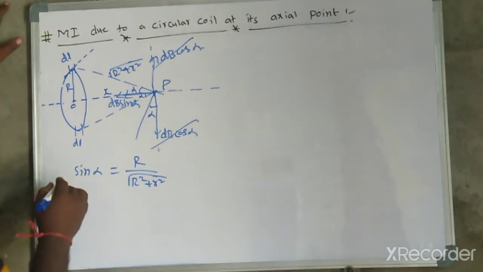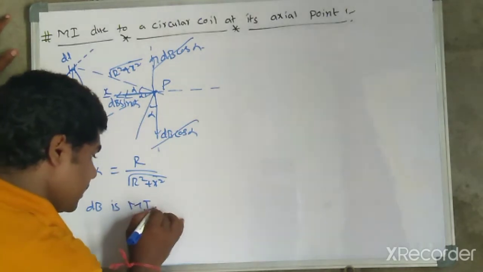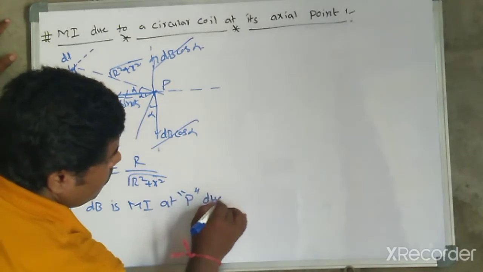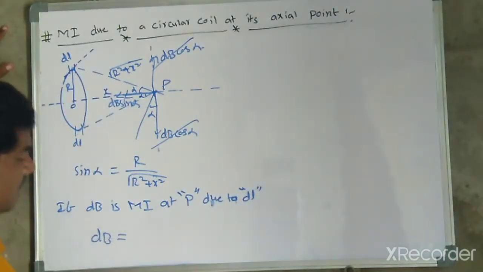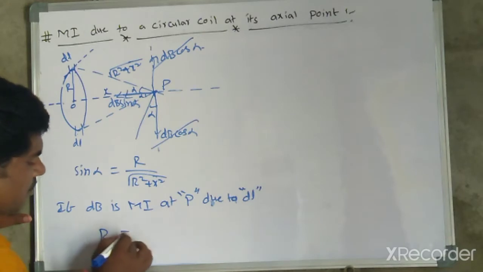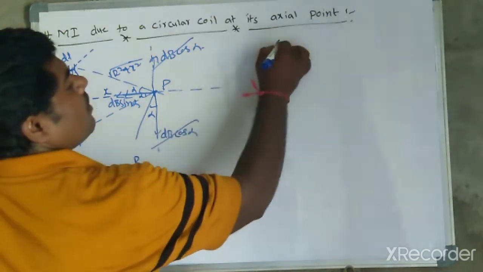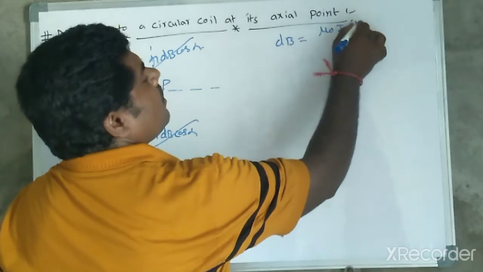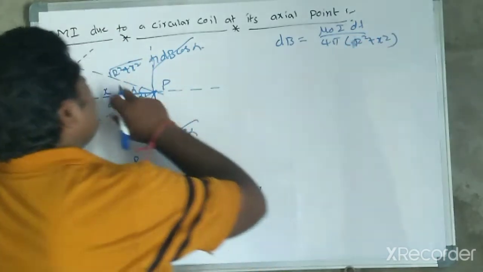So if dB is the magnetic induction at P due to dl, according to Biot-Savart law, B is equal to integral dB sin alpha. dB according to Biot-Savart law is equal to mu naught I into dl divided by 4 pi r, where r is under root of r square plus x square, whole square.